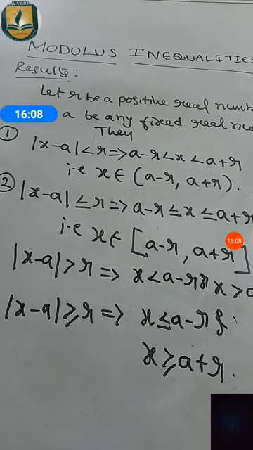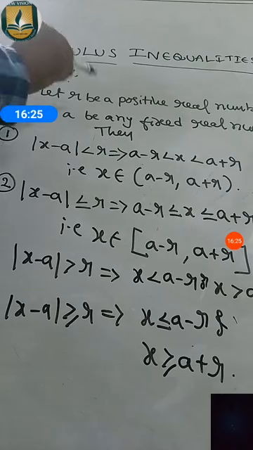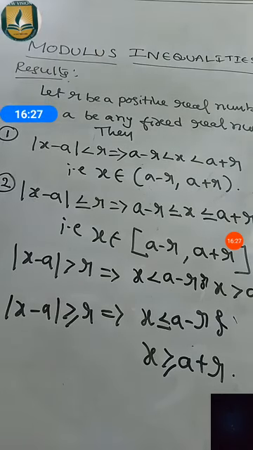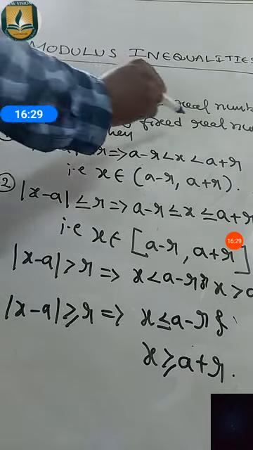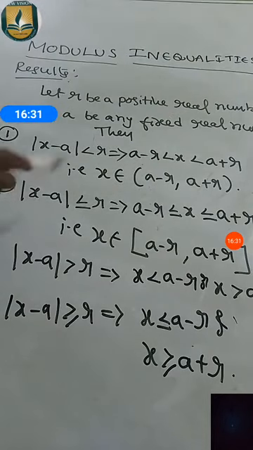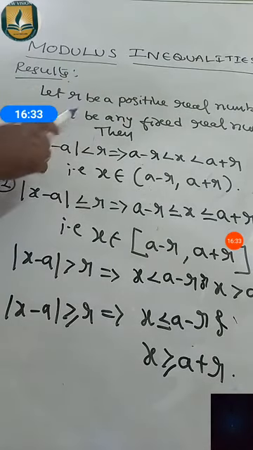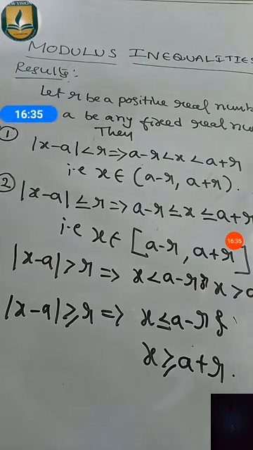Now, students, we have the next set of results which are based on the first four modulus inequalities results. Now, what are those results? Here we are going to use two constants, R and A. Let R be a positive real number and A be any fixed real number.